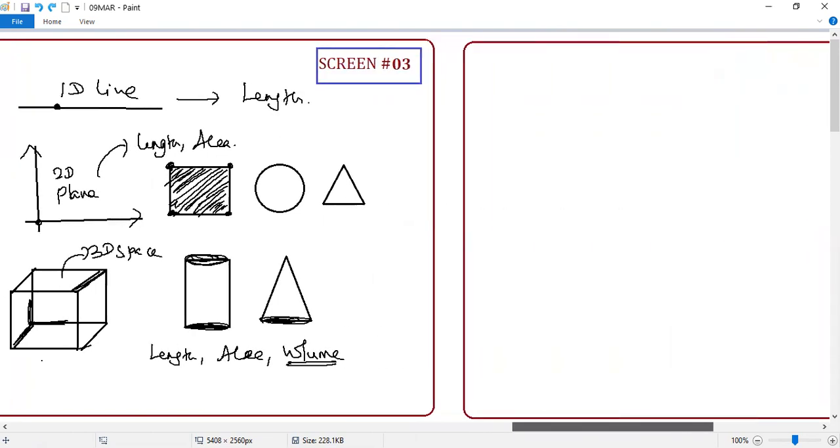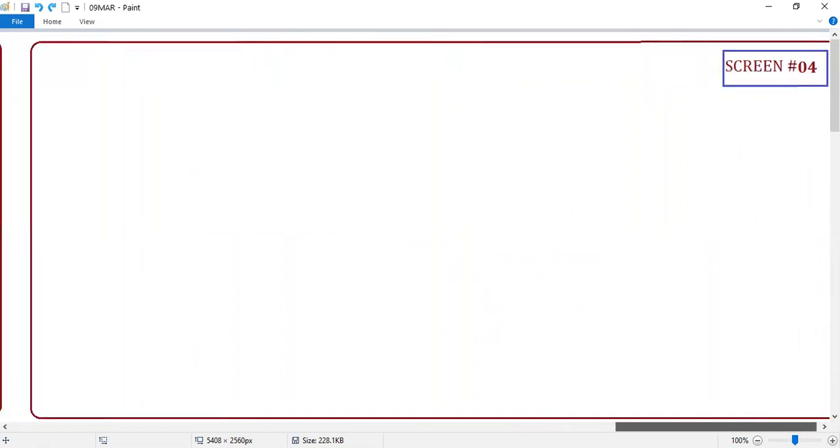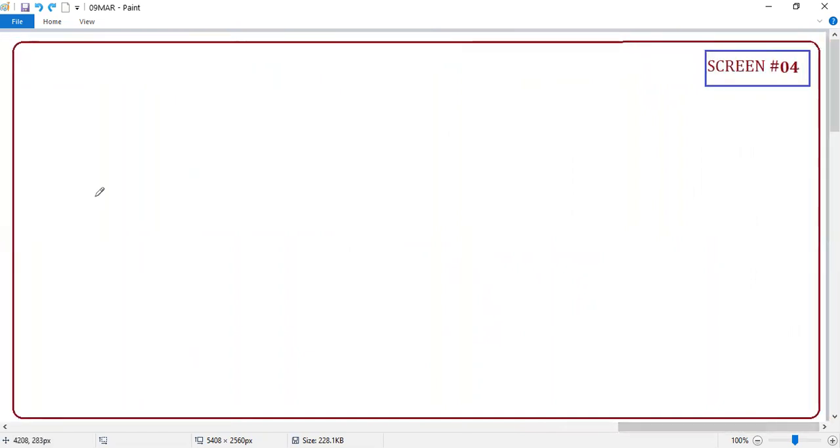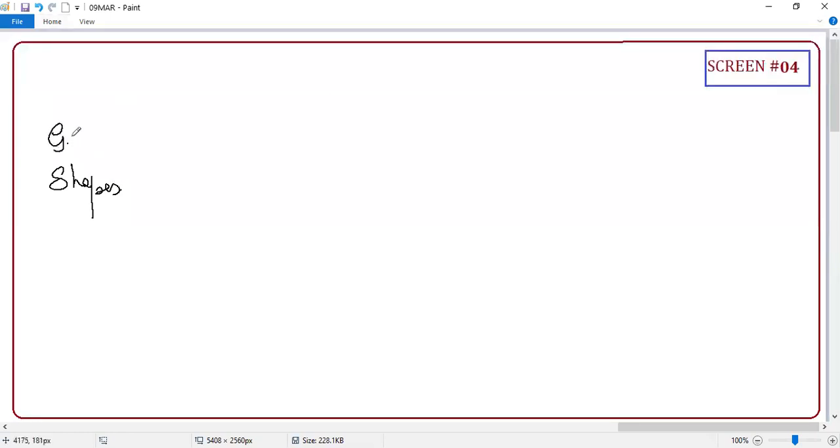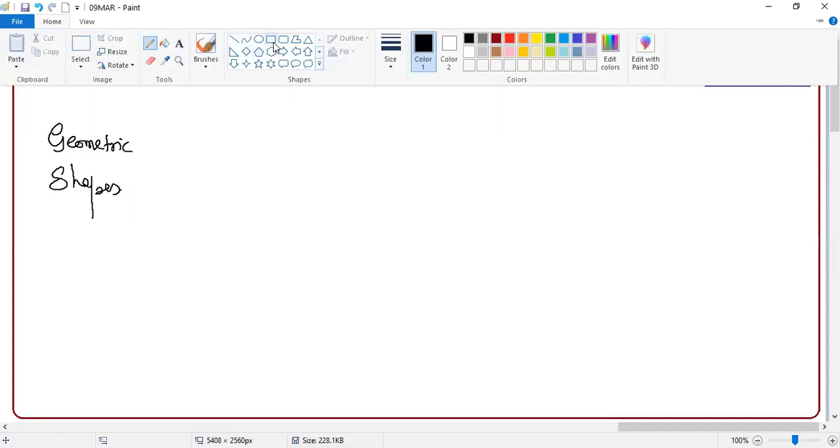Clear or not? So now I'm going to introduce you guys. What are the things you are going to learn here? What are the shapes you are going to learn? I'm not going to tell what, student. 1D, it's very simple. Geometrical shapes.